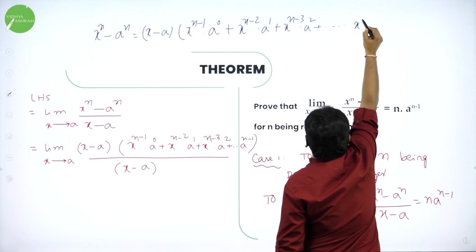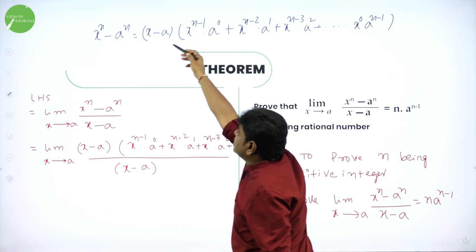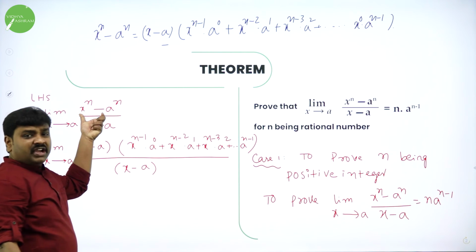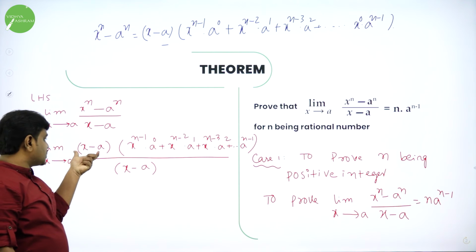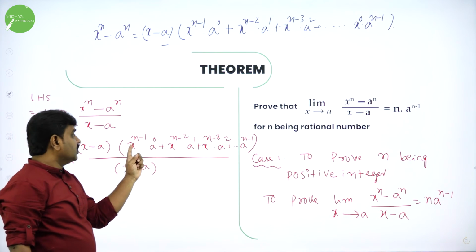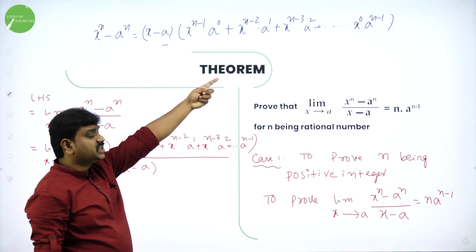So finally x power becomes 0 and a power stops at n minus 1 because already one term is here. This is binomial expansion, that's what I have done. So in the numerator we have x power n minus a power n, which can be written as x minus a into, start with x power n minus 1 and go on decreasing: n minus 1, n minus 2, n minus 3, and so on, it will become n minus n, that will become 0.